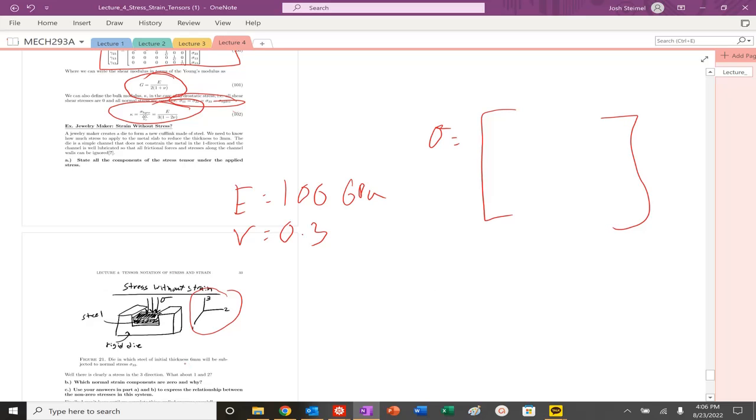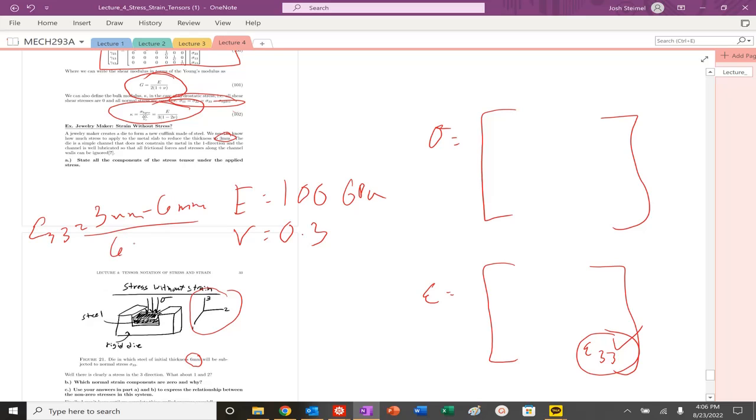So basically, initial thickness of 6 millimeters, I need to go to 3 millimeters. So I already know that in the 3-3 direction, there will be some strain. And that strain in the 3-3 will just be equal to, what's my final dimension, 3 millimeters, minus my initial dimension, 6 millimeters, divided by my initial dimension, 6 millimeters, and that's equal to minus 0.5. So I've got my strain in the 3-3. Good. I'm also going to have a stress in the 3-3. Perfect.